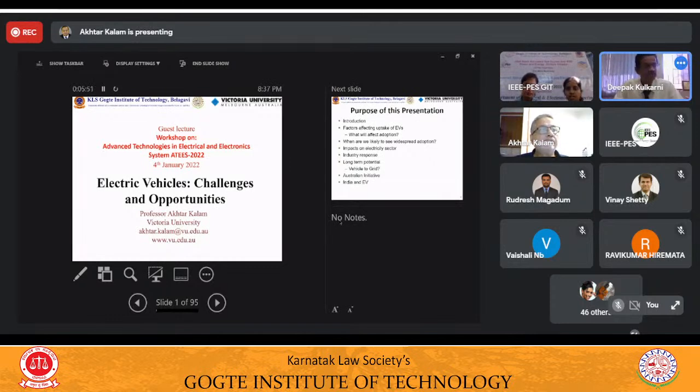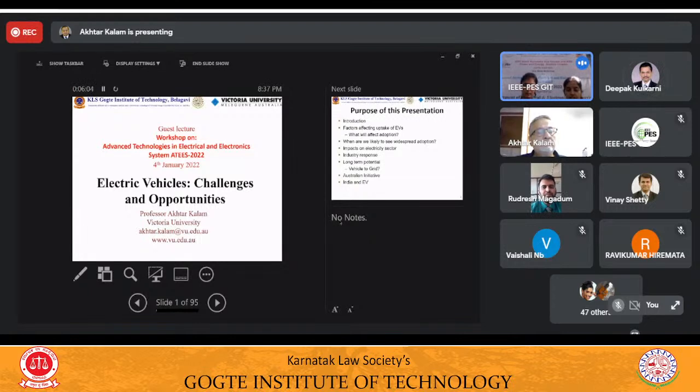Thank you, sir, for briefing us about the workshop. The most important step that will add a bonus to any function is introducing the chief guest in person. May I now request Professor Vinay J. Shetty to introduce our chief guest.